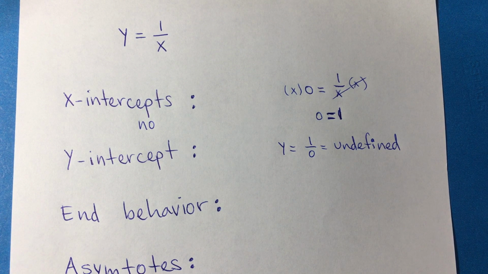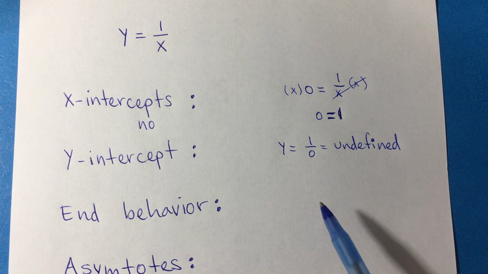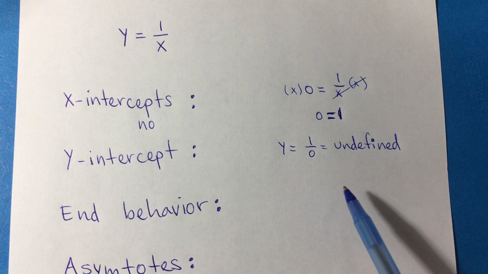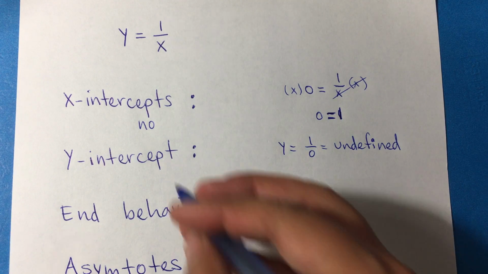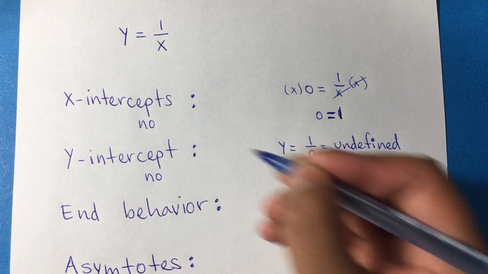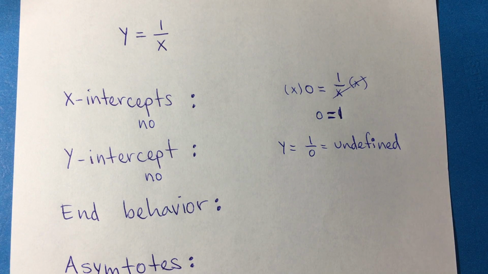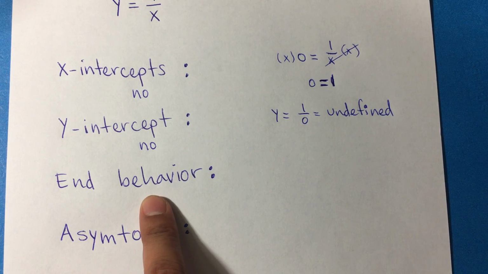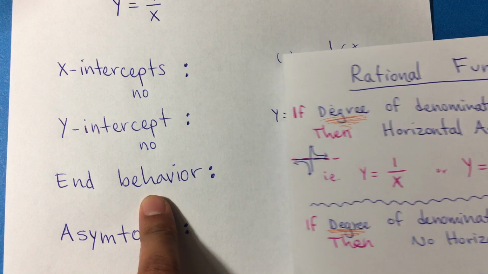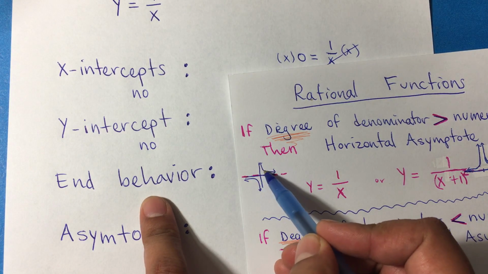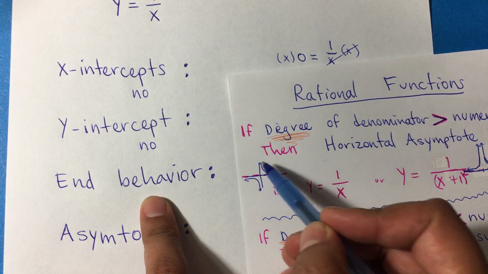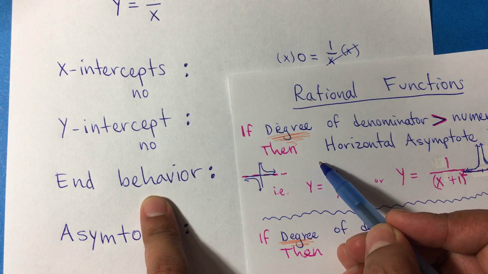Again, it means that it will not cross the y-axis. So we also say that there is no y-intercept, or there is none. And for the end behavior, we can actually refer to the horizontal, because if you think about it, it's what's happening with my graph in relationship to the end behavior.